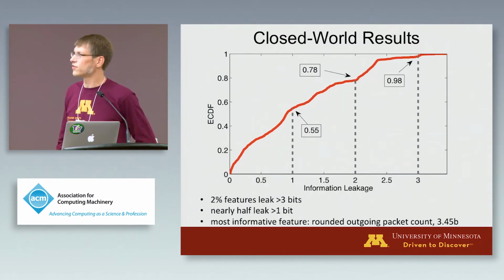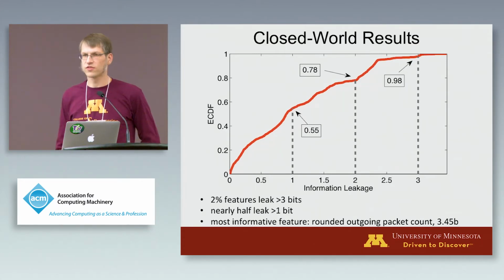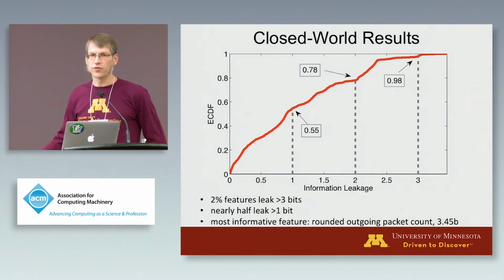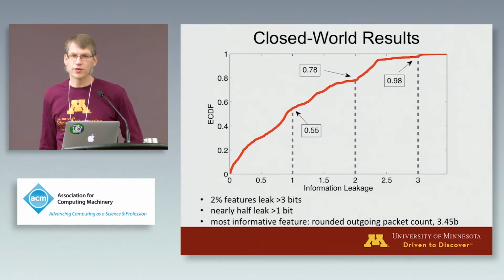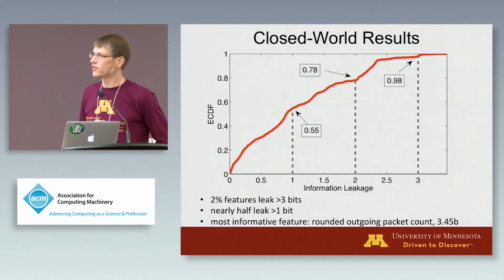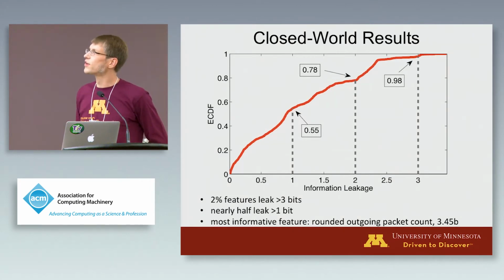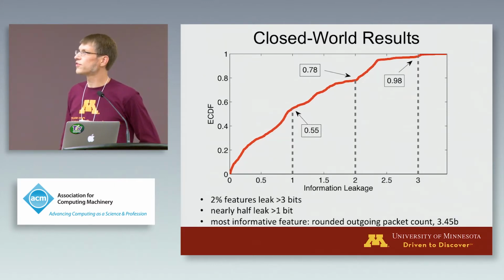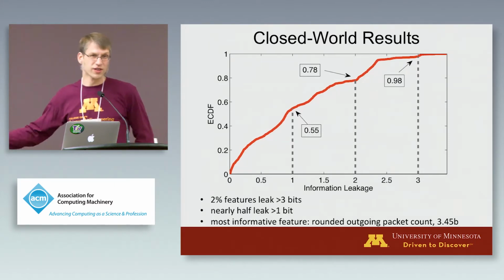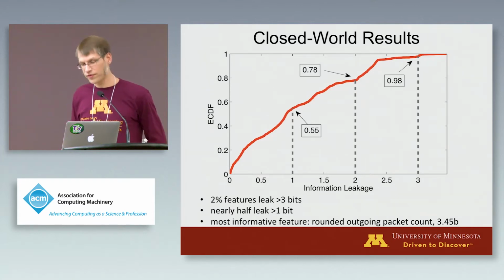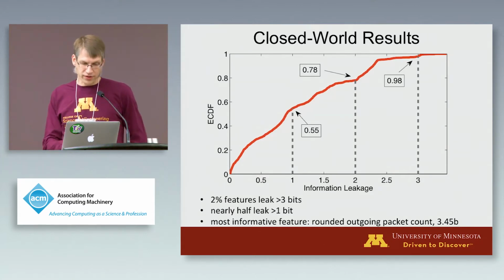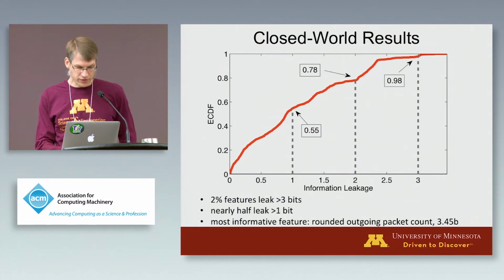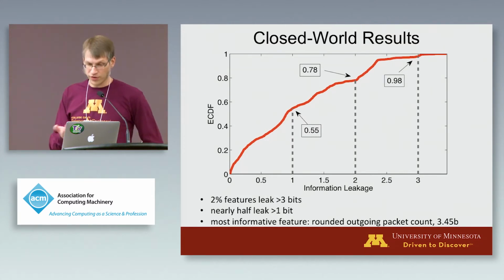So you can see that 2% of the 3,000 features, which is like 60, had over 3 bits of information about what website you downloaded. So this is a single feature component. And nearly half leak at least 1 bit. So there is, in fact, a lot of information present in these website fingerprint features. So you might expect them to be able to scale to much larger monitored or closed world sites.